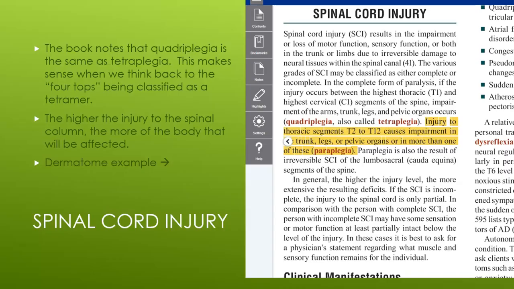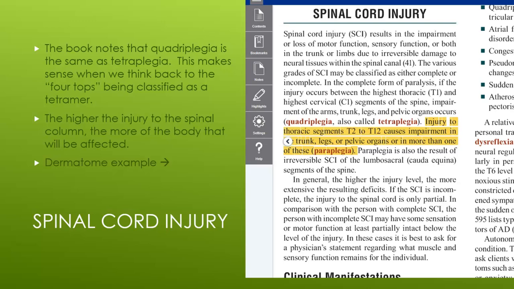So they go into spinal cord injury and they talk about the different segments of the spine itself. And they note that when you have an injury at the highest point of the spine, which is the cervical region, say at C1 or C2, that will affect everything else downstream. So when you have an injury further up in the spinal column, it'll affect more things further down. Meaning, if there's an injury to the neck or the cervical area, more than likely the person that comes in will have quadriplegia, or another way to say that is tetraplegia.